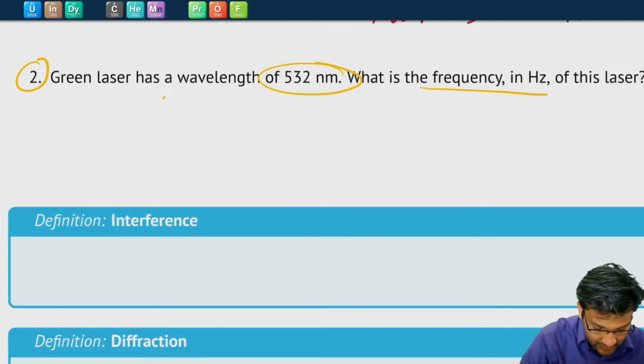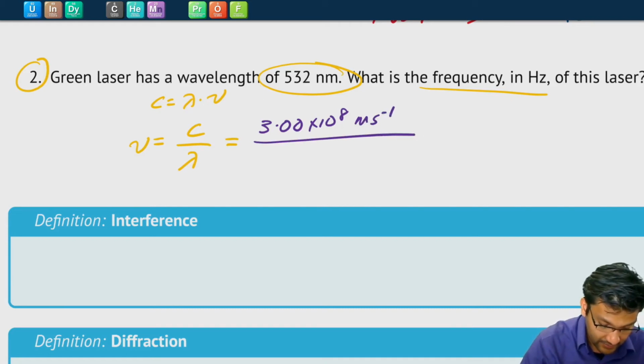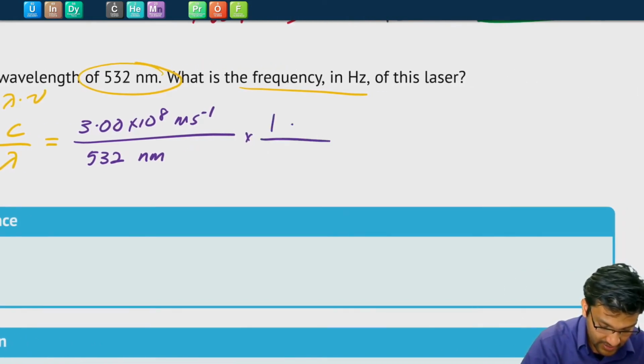Okay, so again, we know the speed of light is wavelength times frequency. We know the wavelength, we know the speed, so let's find the frequency. The frequency will be equal to the speed divided by the wavelength. The speed of light is, again, 3.00 by 10 to the 8th meters per second. The wavelength that we had here is 532 nanometers. For those to cancel, we need to convert the nanometers to meters, and we know that 1 nanometer is 10 to the minus 9 meters.